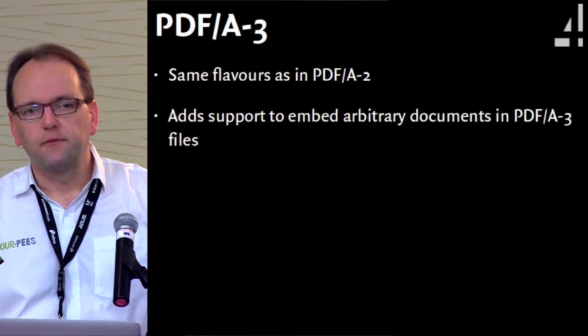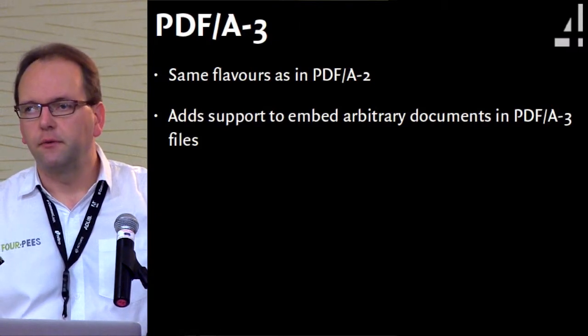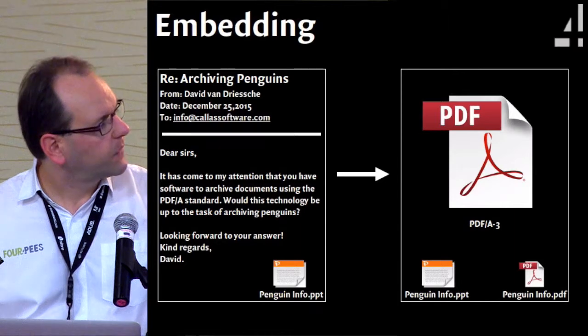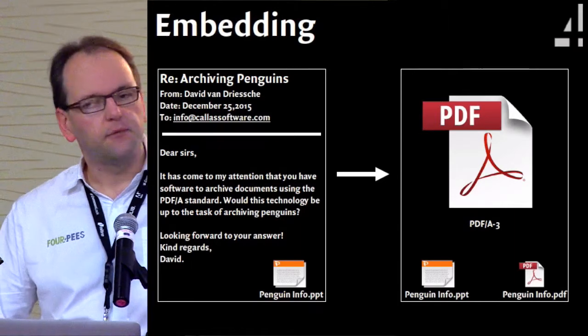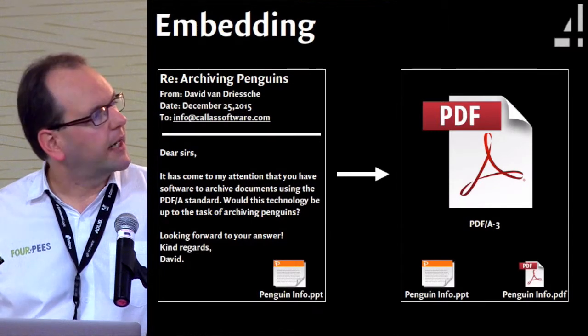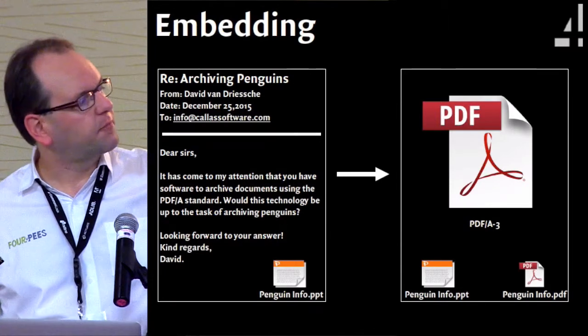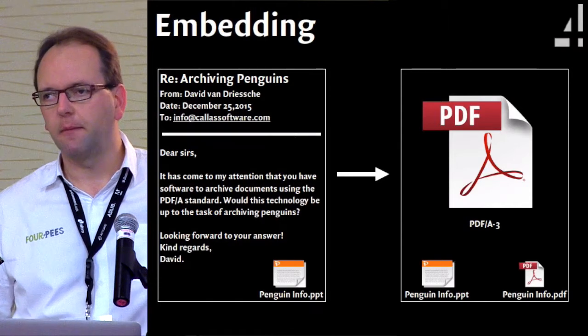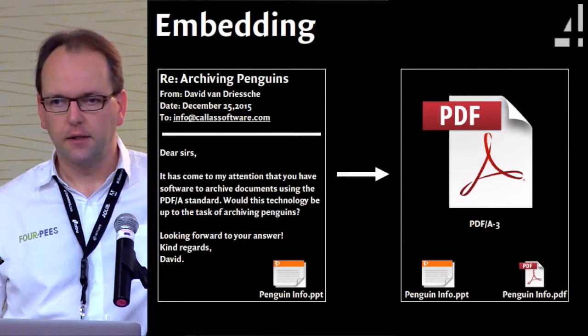A1 and A2 weren't enough. They also had a PDF-A3, but that one is really, really simple. The only difference that you have in there, and it's a contested change if you want, is that in an archive, I can now also store arbitrary documents. So I can actually have an archive where I have PDF-A files, but where the PDF-A file contains a PowerPoint or an XML or an Excel sheet.